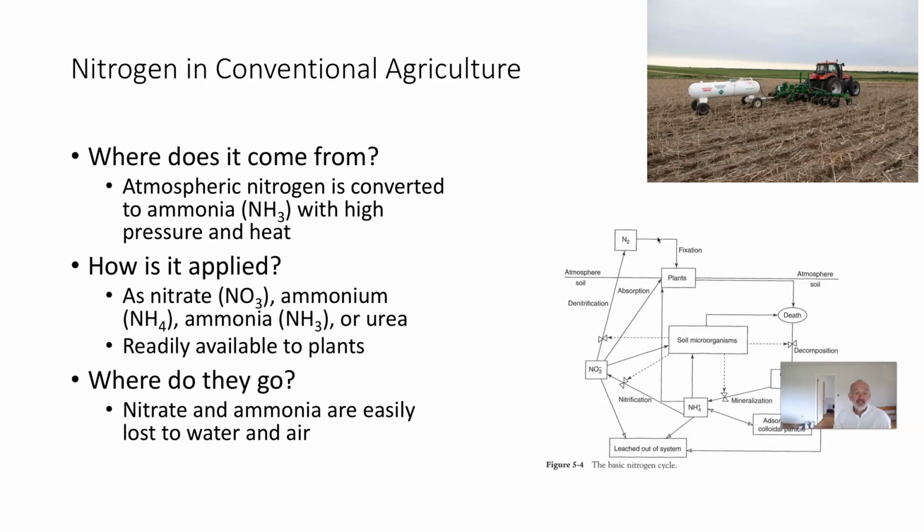So how is it applied? It's either applied as nitrate, as ammonia, or urea. Those are the most common forms of it. And again, up in the upper right is anhydrous ammonia, which is a pressurized, liquefied form. Kind of think of it as like a propane version of ammonia. These are forms that are readily available to plants, but these are also, in particular nitrate and ammonia, if they're applied at the wrong time, lost.